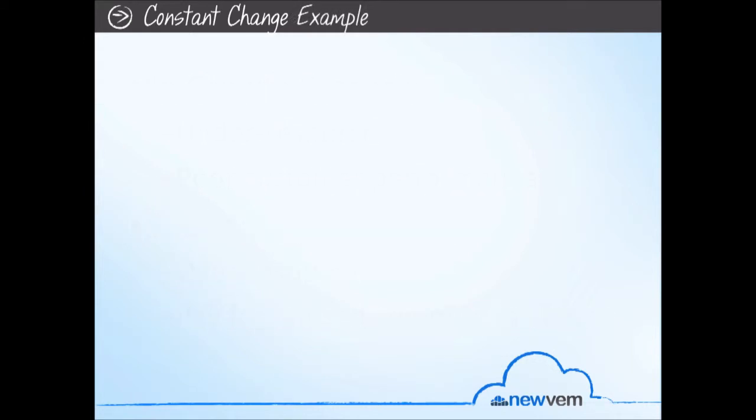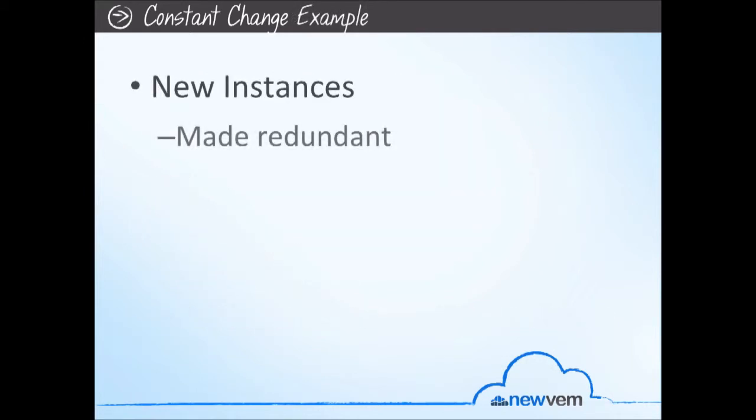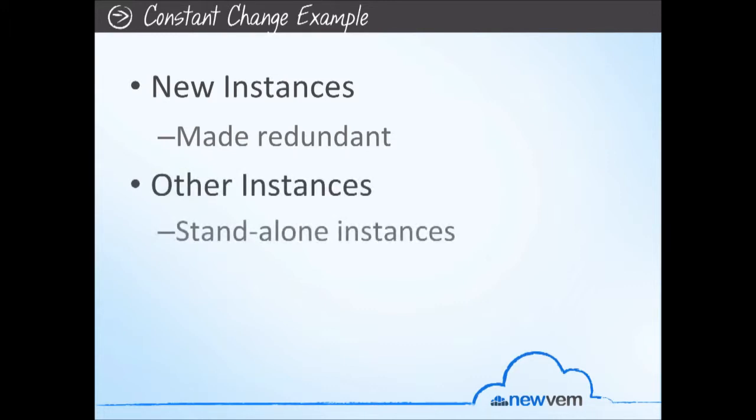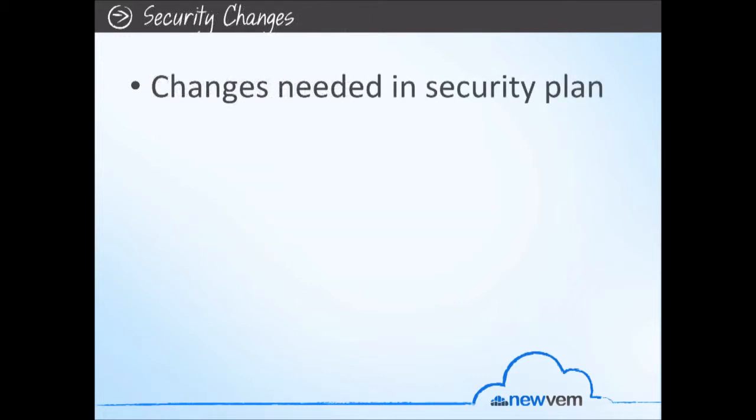For instance, some new instances might need to be made redundant, so an outage in a particular zone does not bring down your whole application. On the other hand, other instances might be fine left alone, as standalone instances, as might be the case with development environments. In addition, changes in the external environment may create new needs on the security front. New cyber attacks may create changes needed in your security plan.